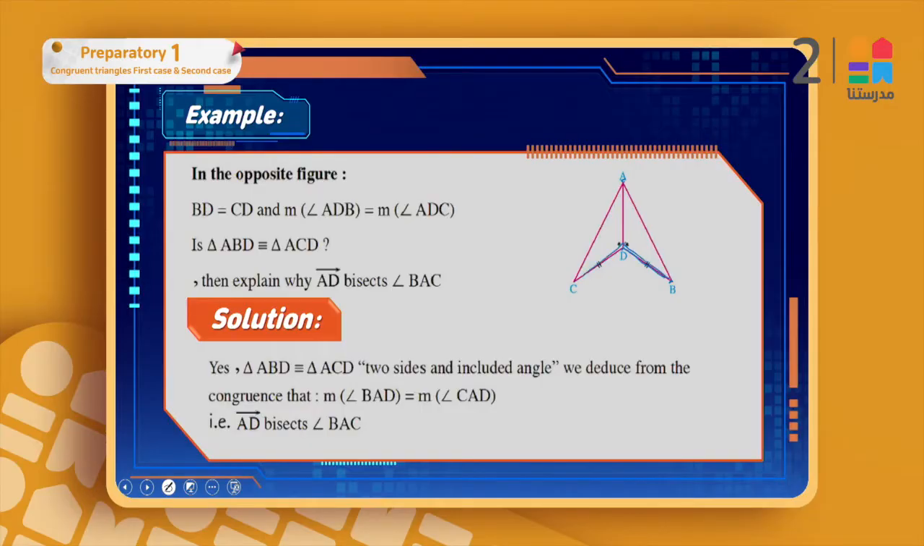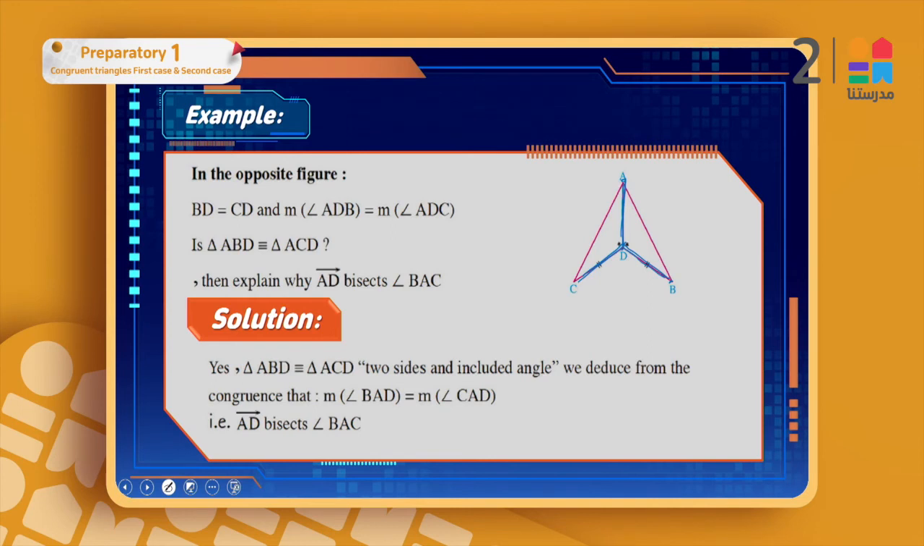Here we have this side and this side. They are congruent from the two dashes. Where is the second side? This is the second side. It's a common side between the two triangles, which is AD. It's repeated between the first triangle and the second triangle.